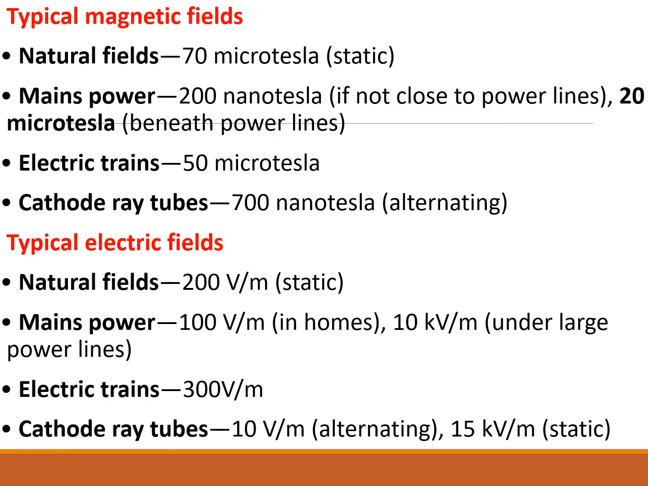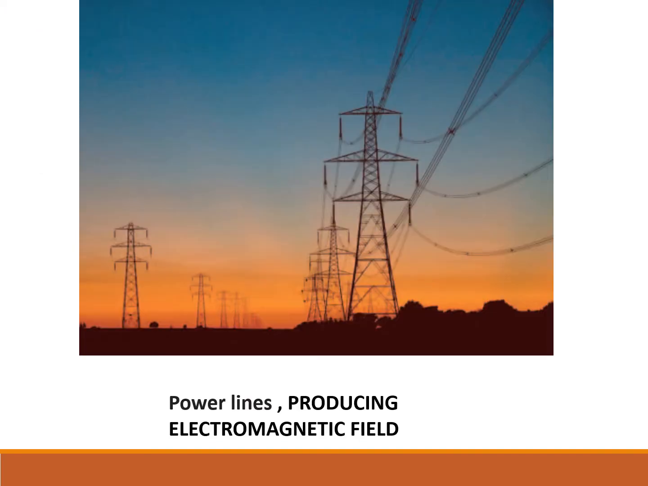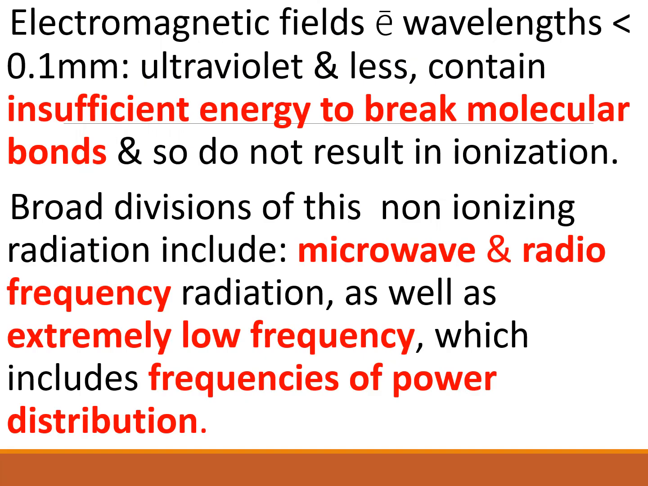Electromagnetic fields. Typical magnetic fields: natural fields, main power, electric trains, and cathode ray tube. Typical electric field: natural field, main power, electric trains, and cathode ray tube. These are power lines producing electromagnetic field. Electromagnetic fields with wavelengths less than 0.1 millimeters, as ultraviolet and less, contain insufficient energy to break molecular bonds and so do not result in ionization.